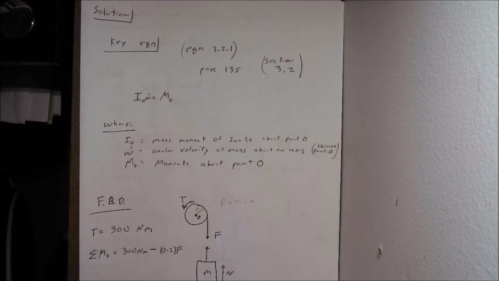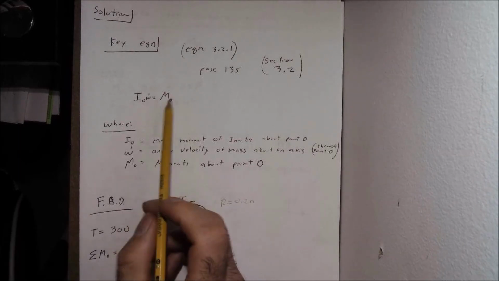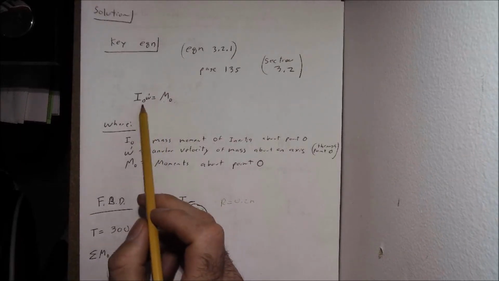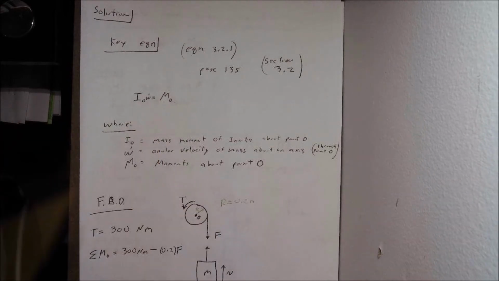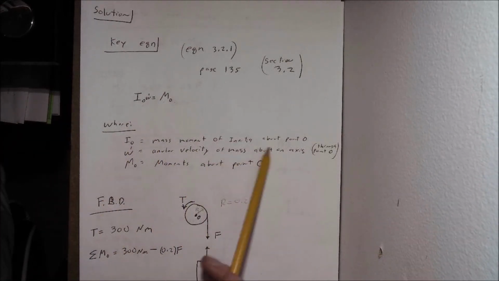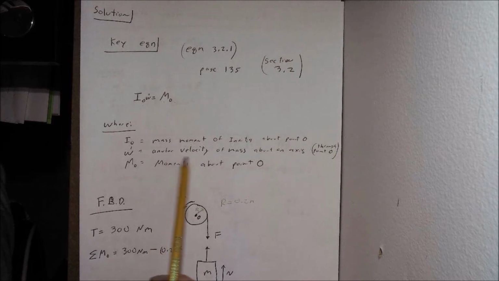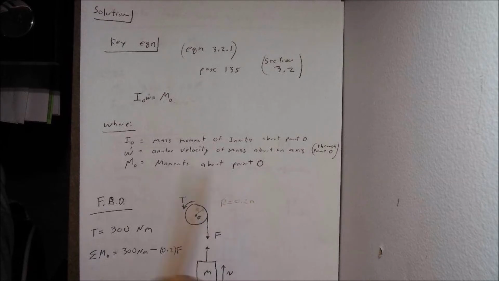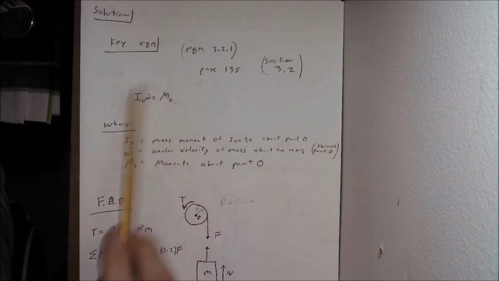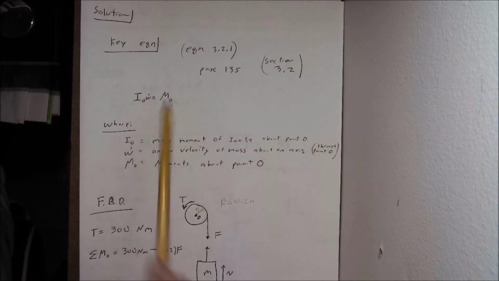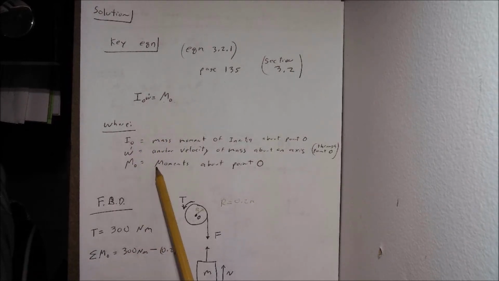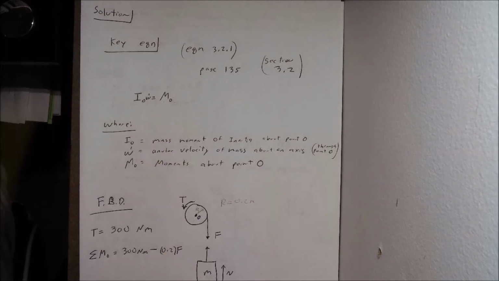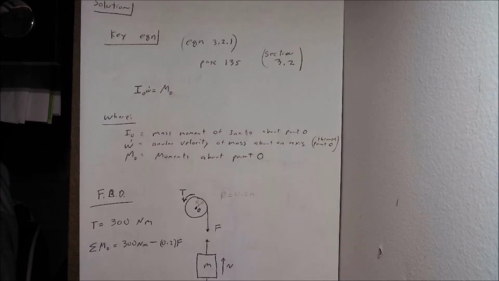So we have our moment equation here. Our moment about O is equal to our I_O omega dot, where our I_O is our mass moment of inertia about point O, our omega dot is our angular acceleration of the mass about an axis through O, and M_O is our moments about point O. So we have our governing equation, general form, right there with all the variables spelled out for what they are for our particular problem here. Now we can use this and easily plug back into that. The next step in our solution is to come up with a free body diagram.